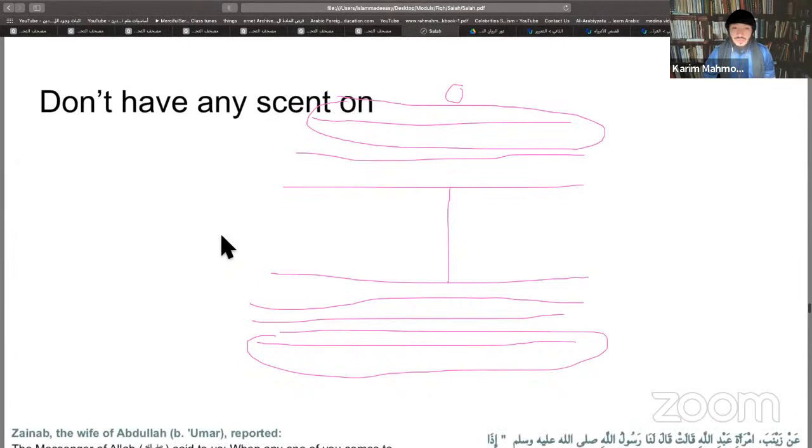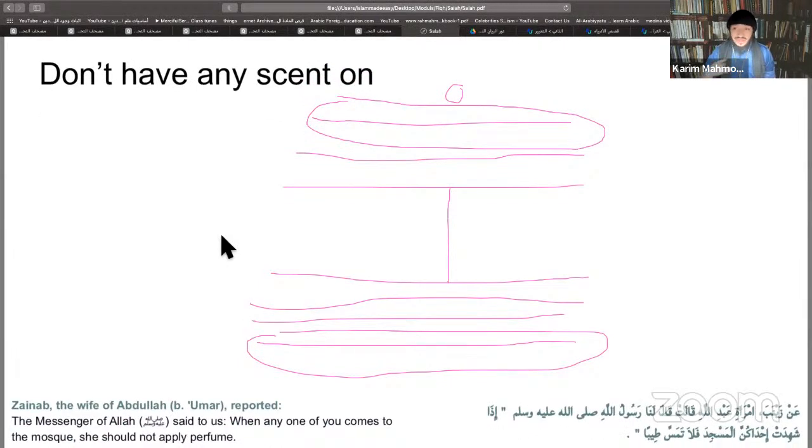Okay, if women were to attend the masjid or go outside, period, they're not allowed to have any scent on. What does that mean? Any perfumes, even hand lotions that have a scent on it. Obviously, a lot of girls like to smell nice and look nice.